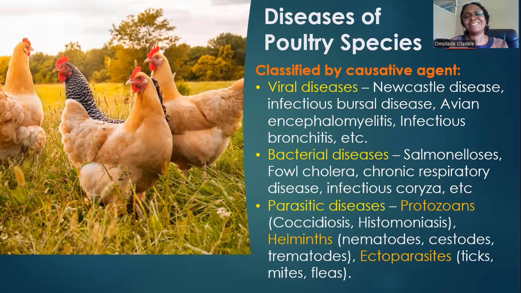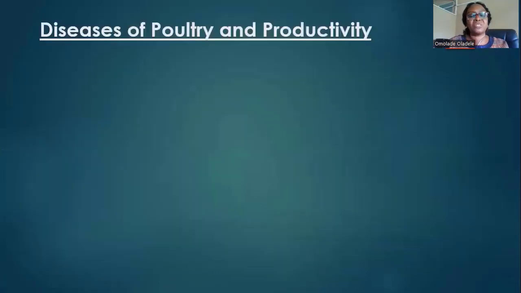You also have parasitic diseases affecting poultry. They could be protozoan diseases like coccidiosis. They could be due to helminths, those are worms: roundworms are nematodes, flatworms are cestodes, trematodes are flukes. And it could be due to ectoparasites: ticks, mites, fleas. All of these will affect the health of the birds and therefore affect productivity.